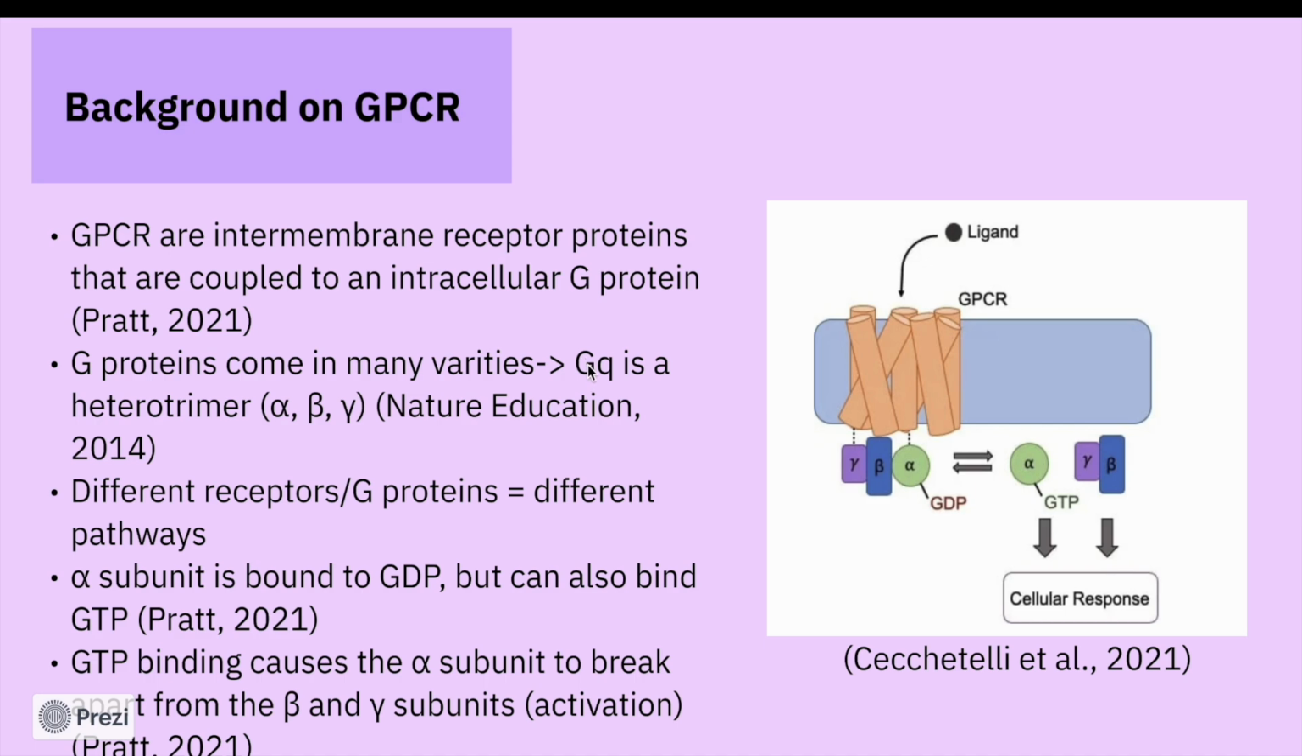So for this pathway, it's going to be GQ, and it's a heterotrimer. Most importantly is this alpha subunit, which is bound to GDP, but it can also bind to GTP, and when it does that, it breaks off from the other subunits and goes on to create a cellular response of its own.